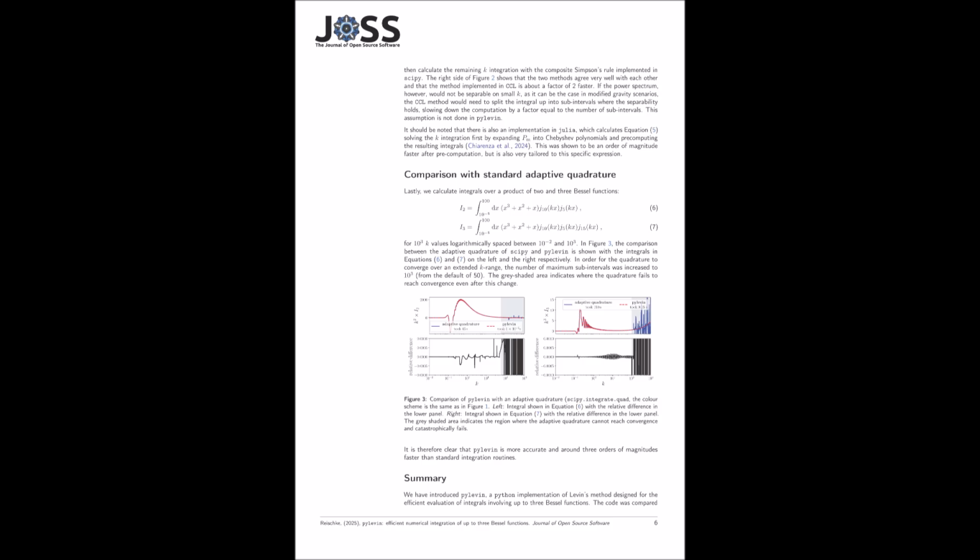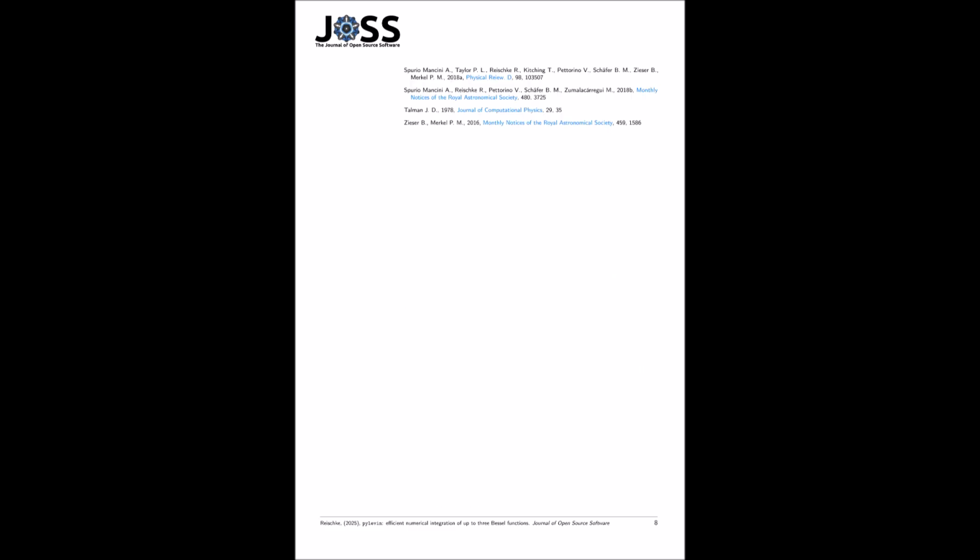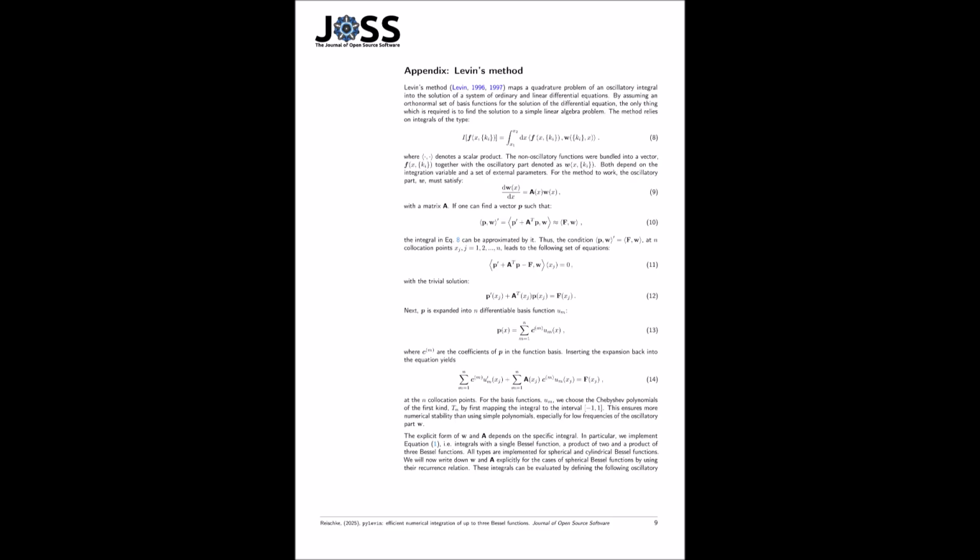And the results showed that pylevin outperformed adaptive quadrature by orders of magnitude in speed, while achieving better accuracy and stability, especially when the arguments of those Bessel functions got large. So it's safe to say that pylevin is the undisputed champion for these multi-Bessel integrals. It really seems that way. It's a game changer for fields like cosmology, signal processing, optics, all those areas where these integrals pop up all the time. I'm convinced pylevin sounds like an incredibly valuable tool.